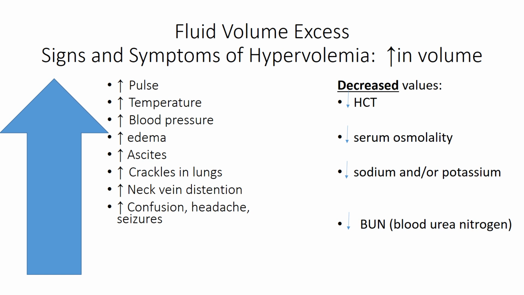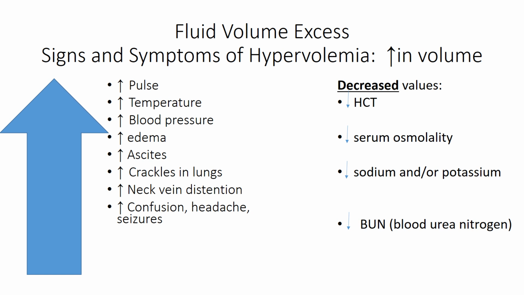So when we have too much hypervolemia, fluid volume excess, we're going to have an increase in blood volume or circulating volume, okay? So our pulse rate's going to go up, our temperature is going to go up, our blood pressure is going to go up, we're going to have increased edema, ascites, we're going to have fluid overload back up, everything's going to go up. See the arrows going up? That's what happens.